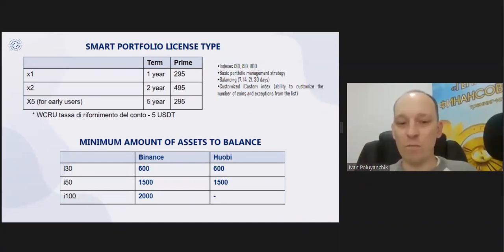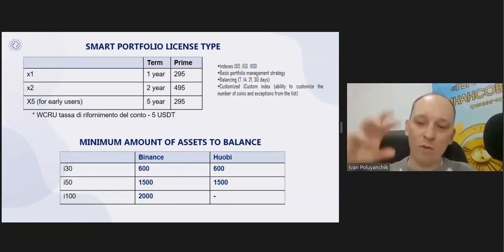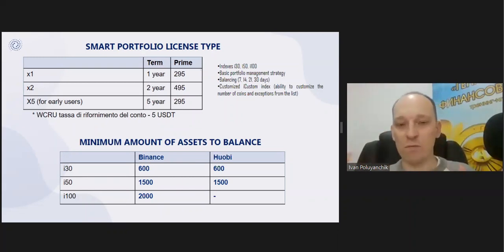For the smart portfolio to operate, there should be an amount in your account that will be sufficient for you to buy the amount of the currencies. In case of top 30, you should have a deposit of at least $600 in your account. And if you divide 600 by 30, it is about $20 per each item. $20–30 to be invested into each cryptocurrency.